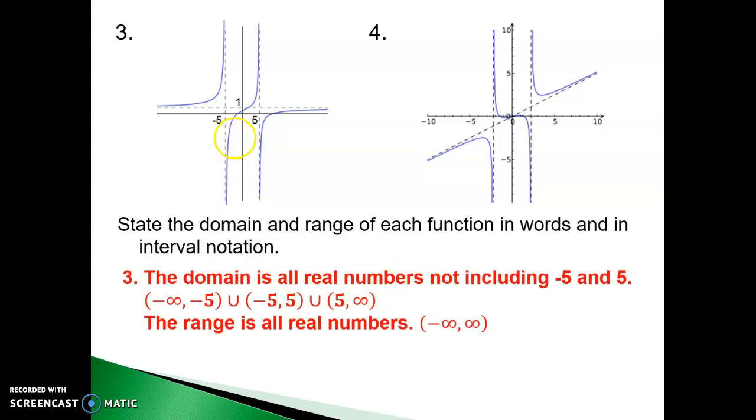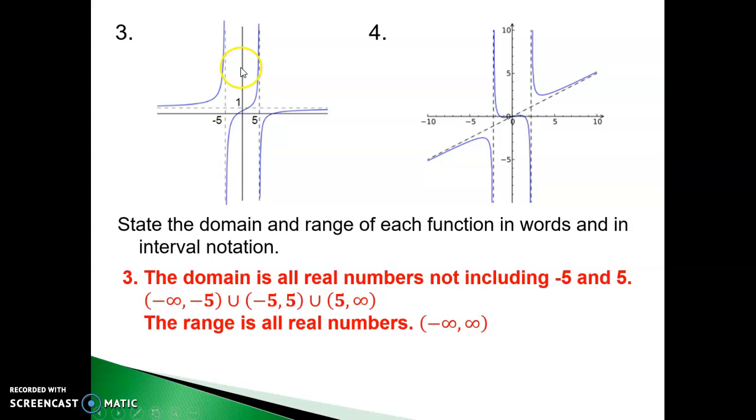So that means that I'm going to have from -infinity to -5, because x equal to -5 is one of the asymptotes. That's continuous. And I'm going to union that with -5 to +5, that interval being continuous. And then I'm going to union that with from 5 to infinity. So that means the domain is all real numbers, not including x equal -5 and +5. Union means combine these intervals together.